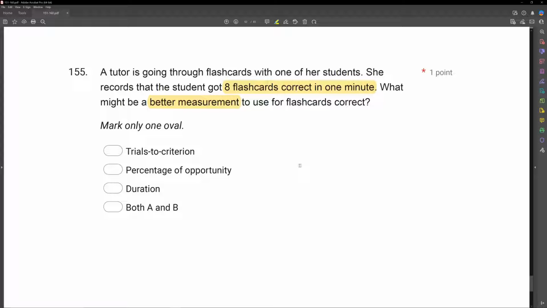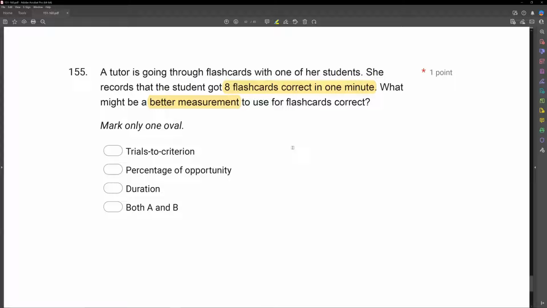So trials to criterion is going to actually imply a mastery setting. Percentage of opportunity is going to take into account the fact that different amounts of flashcards might be delivered. So percentages might change. C, duration. Duration is not going to really help, right? Because we have our duration. We have time, 1 minute. Duration of doing flashcards is not going to really give us a clear indication of their accuracy, right? Or the percentage correct.